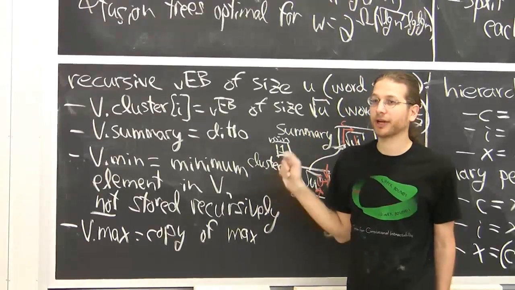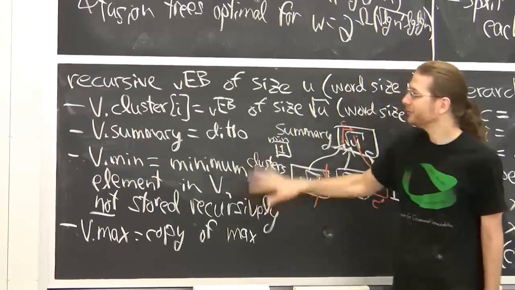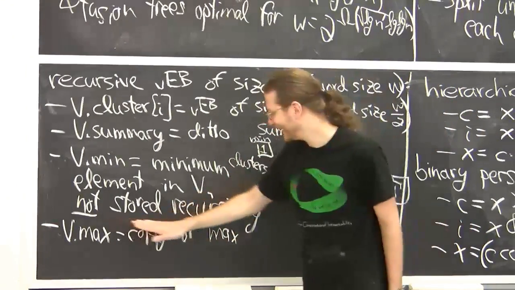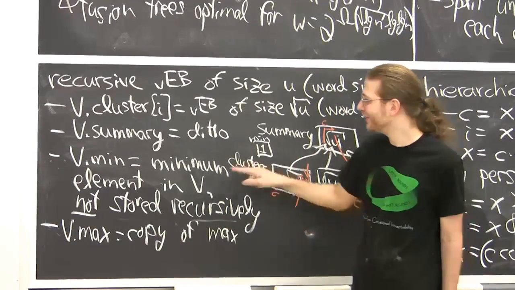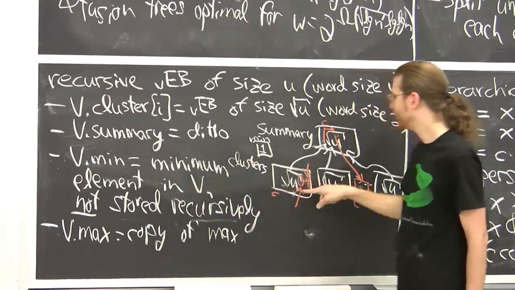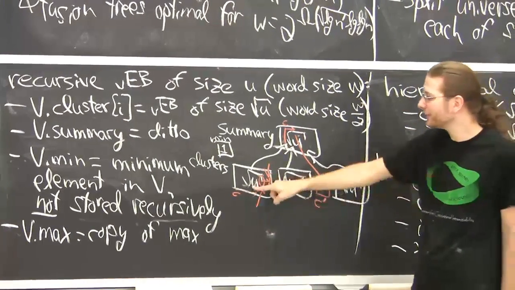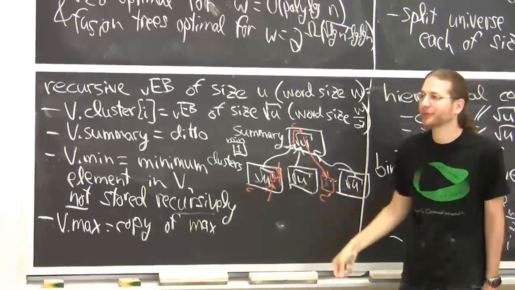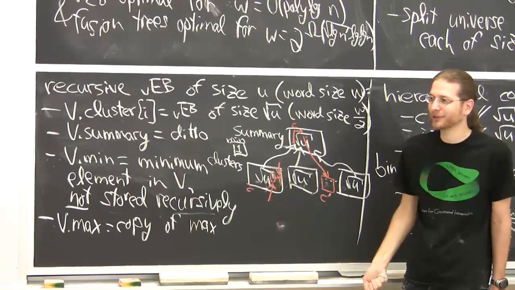Every van Emde Boas structure has a min, stores a min. In that sense, this is not stored recursively, but everyone stores it. The point is that this item doesn't get put into one of these clusters recursively, just the item. But each of these has its own min, which is then not stored at the next level down. And each of those has its own min, which is not stored at the next level down.